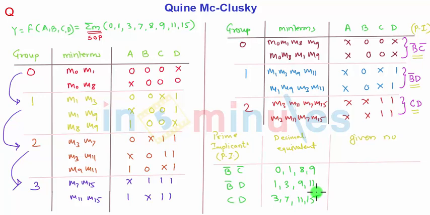And the numbers given to us in the question, the positions, are 0, 1, 3, 7, 8, 9, 11 and 15. So for B bar C bar, 0 is present, 1 is present, 8 and 9 are present. For B bar D, 1, 3, 9, 11 are present, and for CD 3, 7, 11 and 15 are present. Now from this combination I need to find out what the essential prime implicants are.